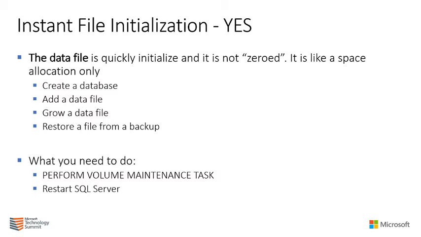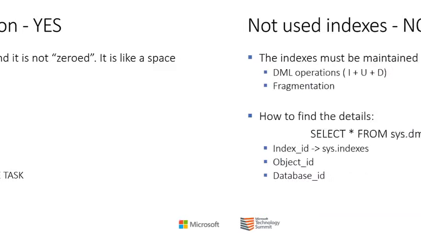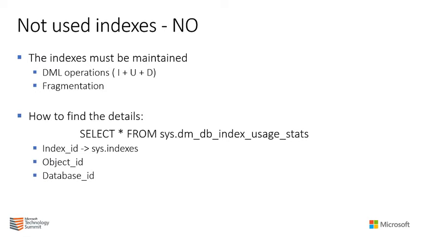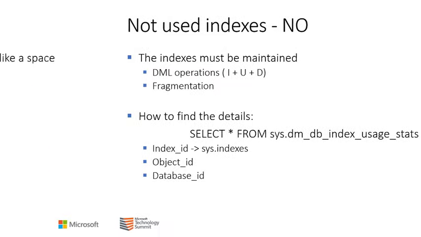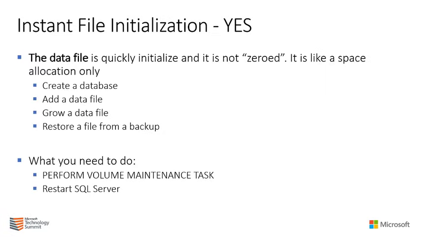Allocation means that the allocated space does not have to be filled with zeros. This operation is called zeroing. You have to zero out the file. So instant file initialization skips the zeroing part of the allocation. That's one. So how do you see that this is really a problem?